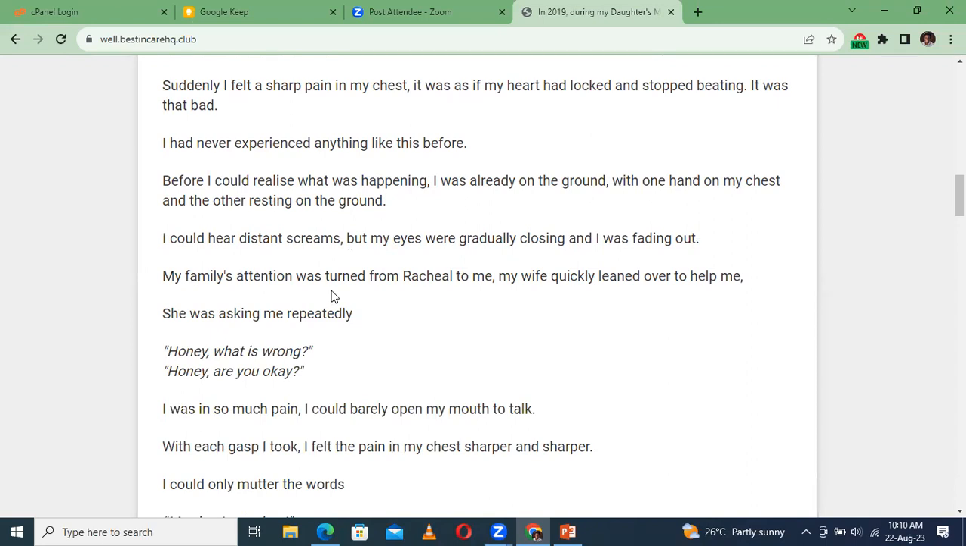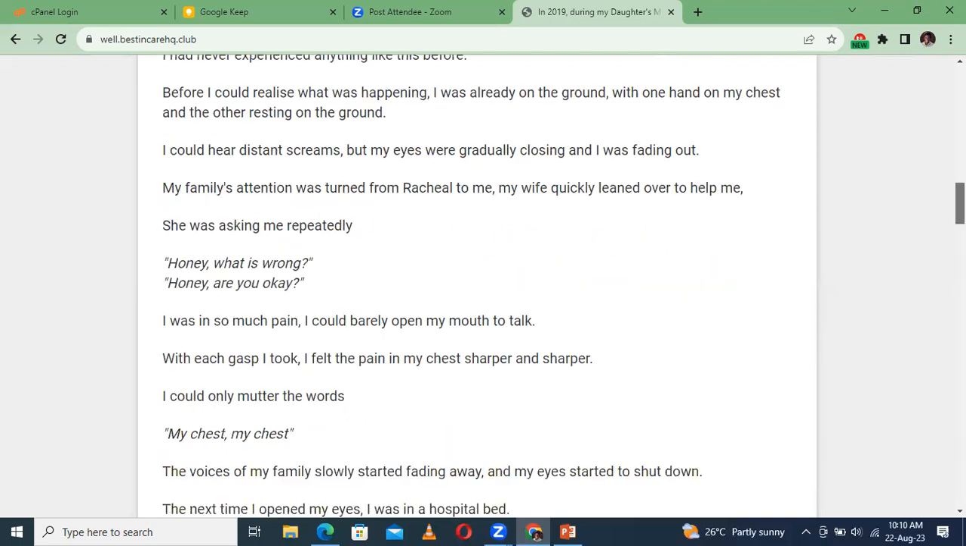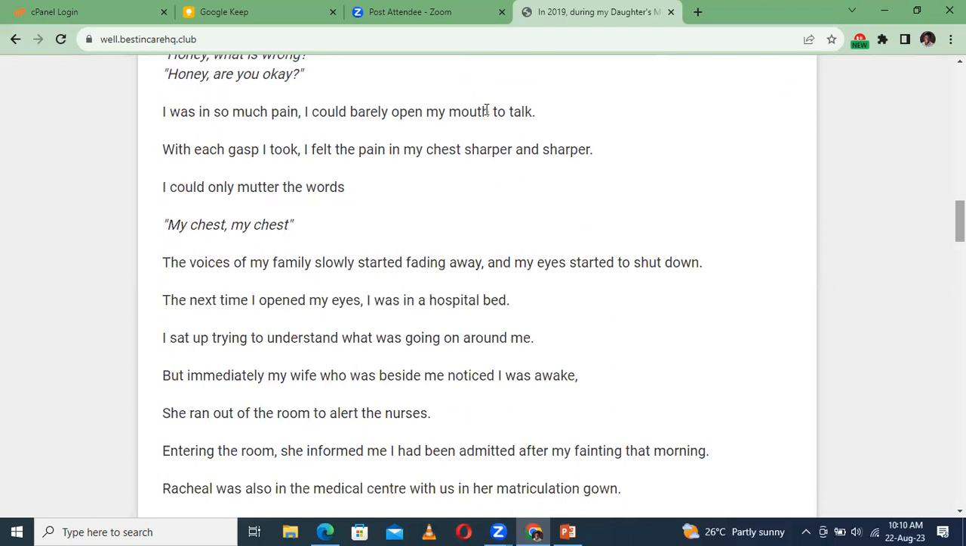My family's attention was turned from Rachel to me. My wife quickly leaned over to help me. She was asking me repeatedly, Honey, what's wrong? Honey, are you okay? I'm coming. I was in so much pain I could barely open my mouth to talk. With each gasp I took, I felt the pain in my chest sharper and sharper. I could only mutter the words, my chest, my chest. The voices of my family slowly started fading away, and my eyes began to shut down.